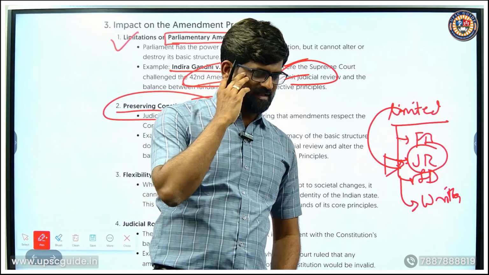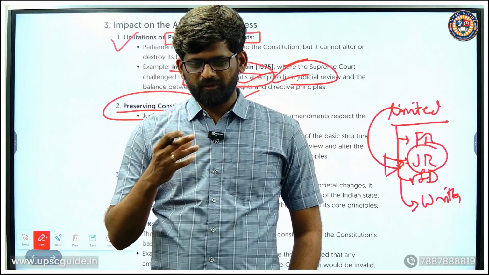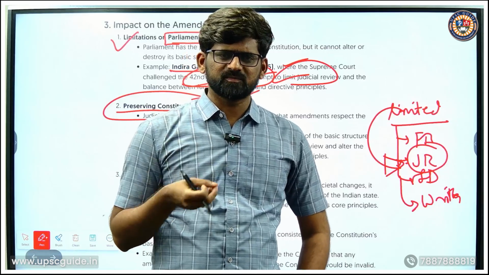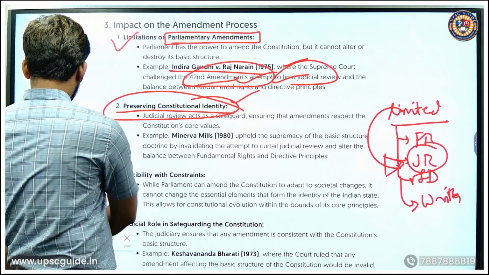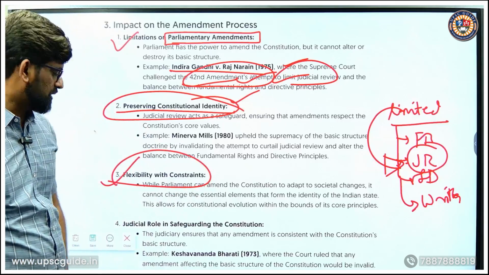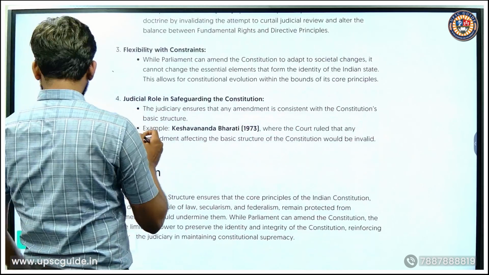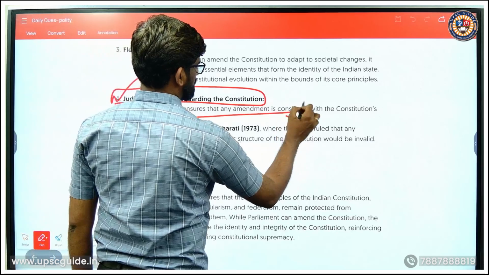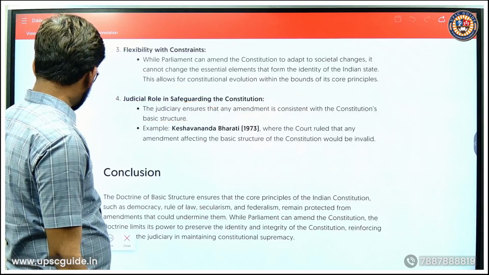So the Supreme Court said that you can change various parts of the Constitution, but you cannot alter its heart and soul, its spirit, its fundamental principles on which this country has been built by many over the years. At the same time, it offers flexibility with constraints: there is flexibility in the Constitution, but also there are constraints. Okay, at the same time, it ensures the judicial role in safeguarding the Constitution, in the amendment process, so that it is consistent with the Constitution's ideals. In this way it has protected India's identity.